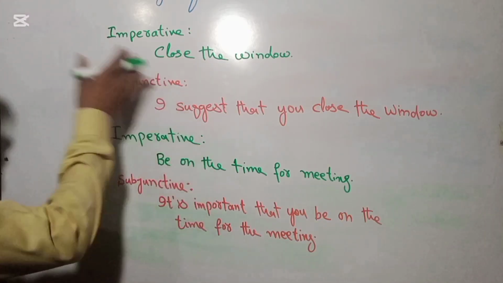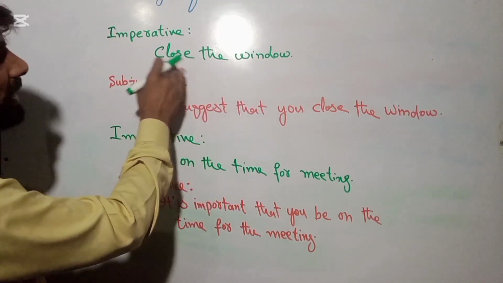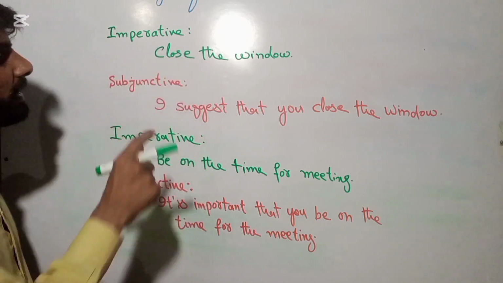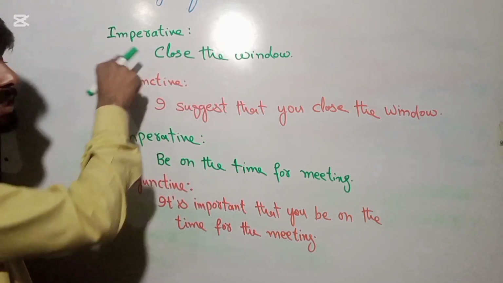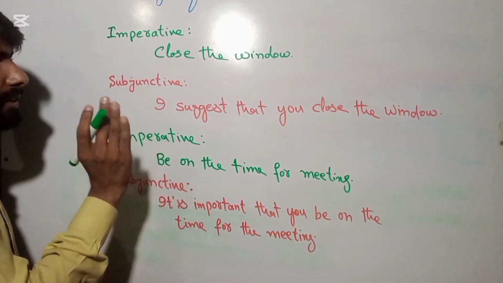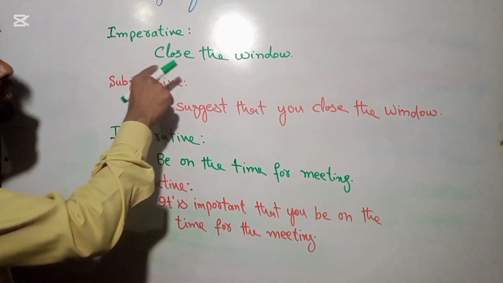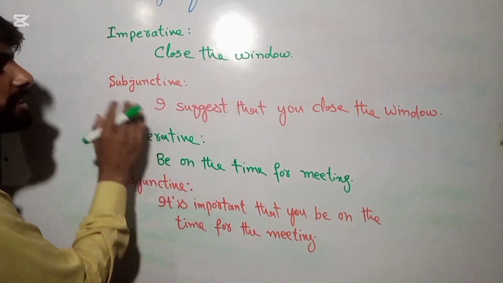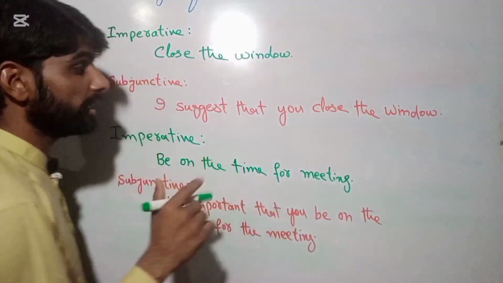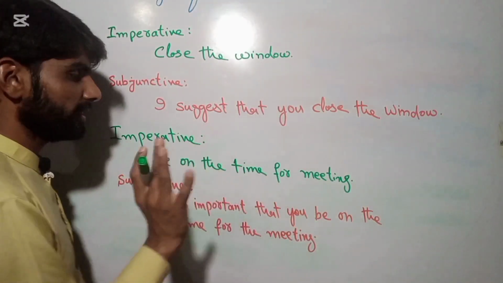Next examples are imperative and subjunctive, right? The first example is: close the window. Here the subject is you, which is not written but hidden. The hidden subject is you: you close the window. And in the subjunctive mood: I suggest that you close the window, right? So in the subjunctive mood, we always write the subject, right?